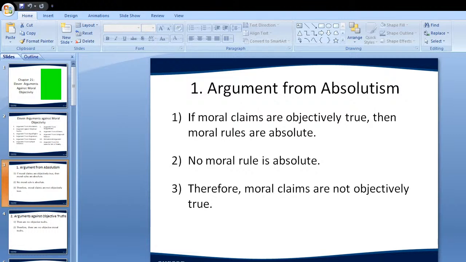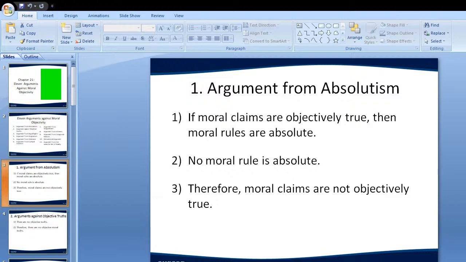Premise 1. If moral claims are objectively true, then moral rules are absolute. Premise 2. No moral rule is absolute. Therefore, no moral claims are objectively true.